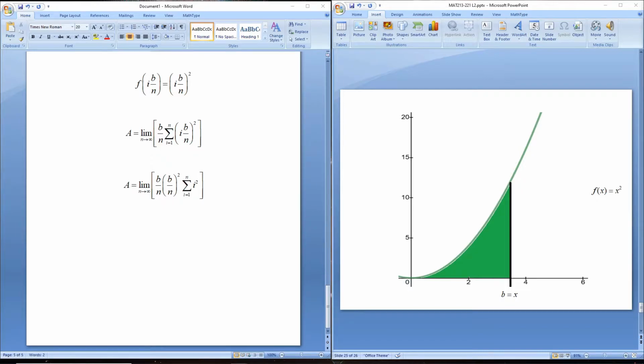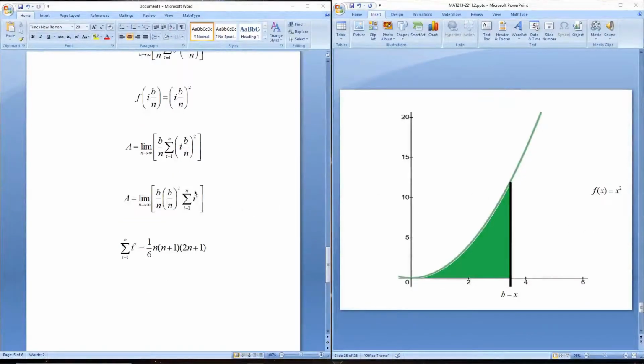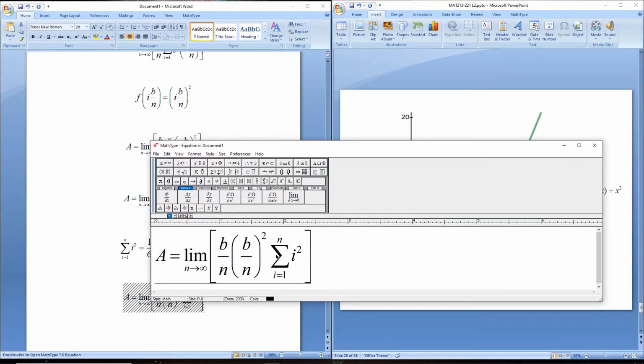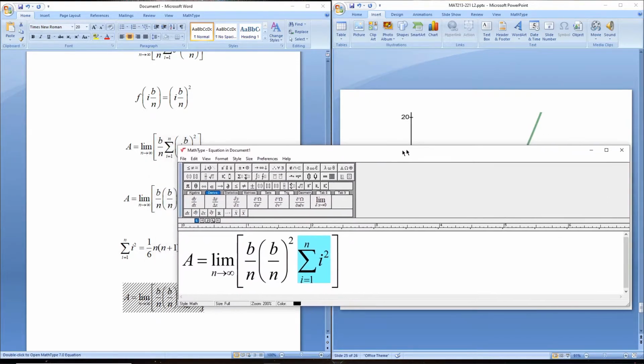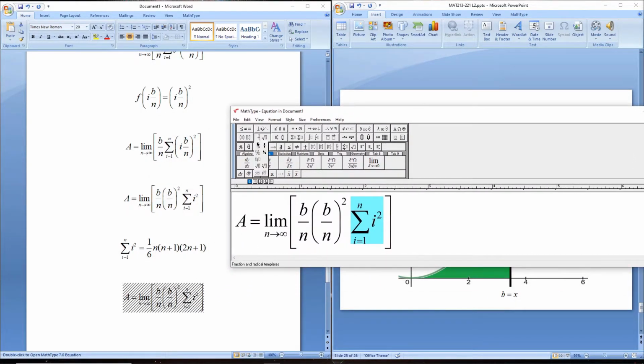Somebody has already figured out what this answer is, and I don't know it offhand. Just pulling that up. So the summation of i squared from 1 to n has already been figured out for us. It's this expression here. So we're just going to take that result that someone's already figured out for us and plug it in. So this summation is 1 over 6 times n plus 1, 2n plus 1.